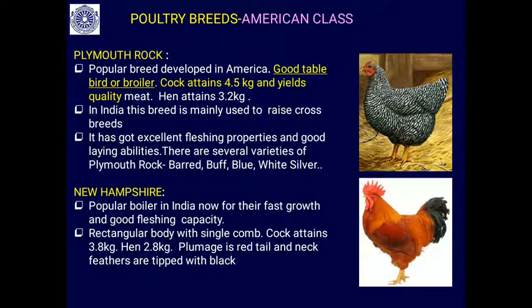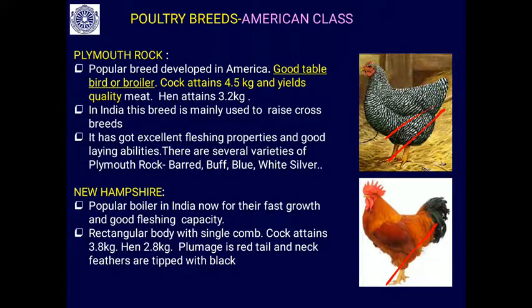Next, the other 2 varieties of American class are Plymouth Rock and the New Hampshire. Both are broilers, where you can see the cock attains 4.5 to 5 kg. They are called good table birds and are used for meat purpose. The cock attains 4.5 kg and yields quality meat, and the hen attains 3.2 kg. In India, this breed is mainly used to raise crossbreeds, a lot of crossbreeds for the commercial farms.